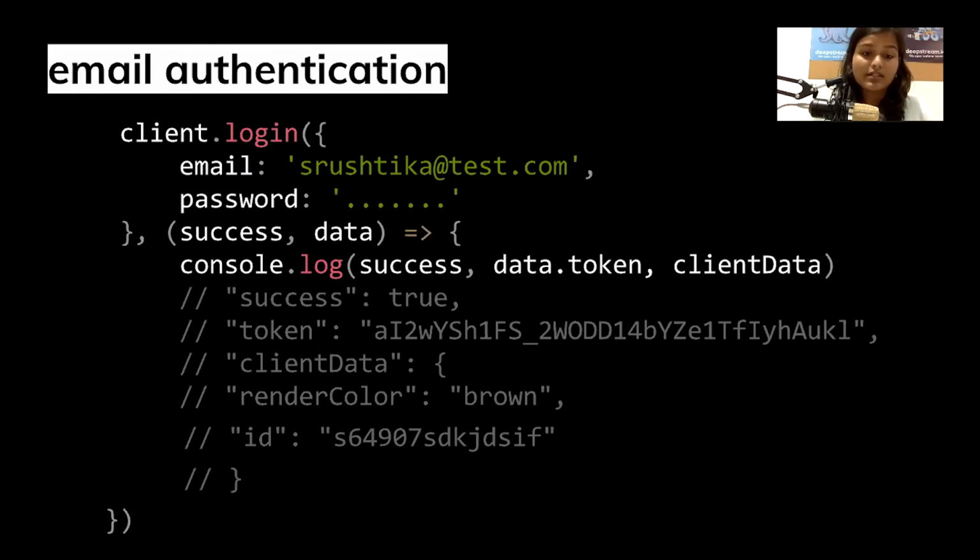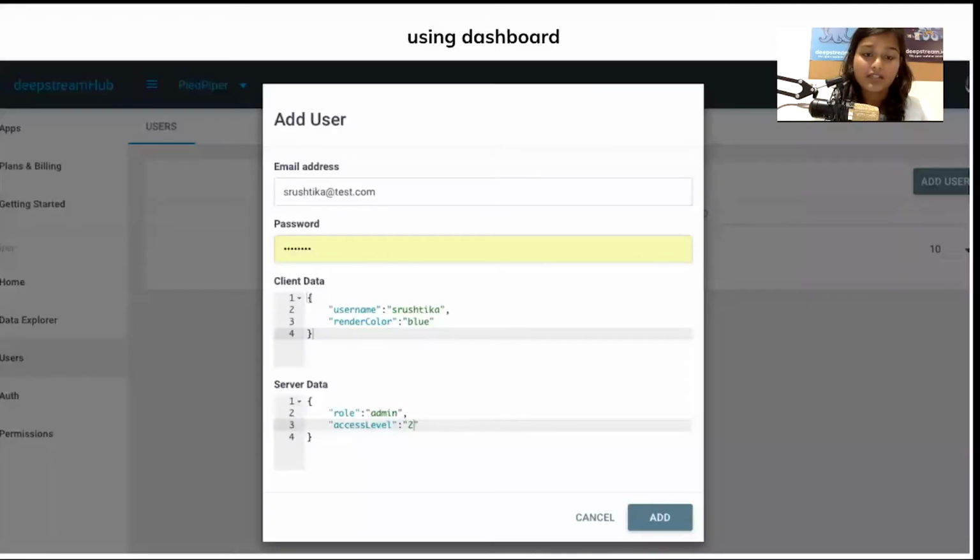Now, adding the users can be done in two different ways. One is directly from the dashboard. If you go to the users tab on the left pane, you have a button saying add user, and you can give in the email ID and the password of a particular user, of course, along with the client data and the server data, which is associated to each different client. So there's different data for different clients, right?